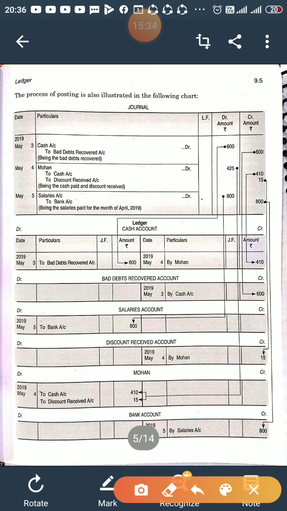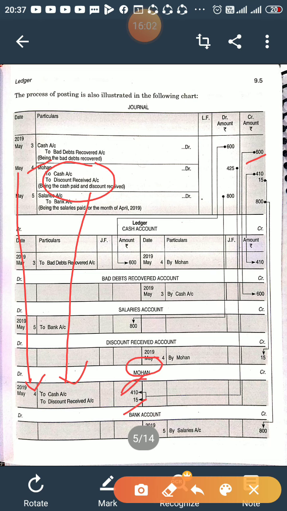Mohan debited. So Mohan account we have opened. Mohan debited with 425. Against Mohan, two accounts are credited, so they will be put on the debit side with the name, to cash, to discount received, and the date will be mentioned here with the amounts 410 and 15. This total should be equal to 425, right?